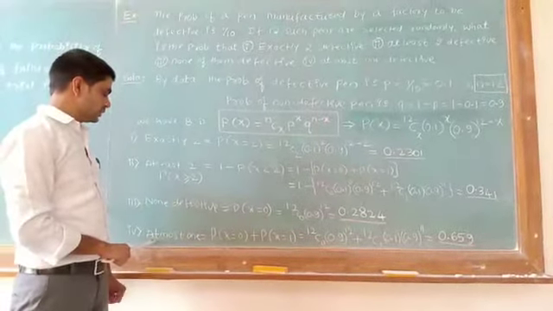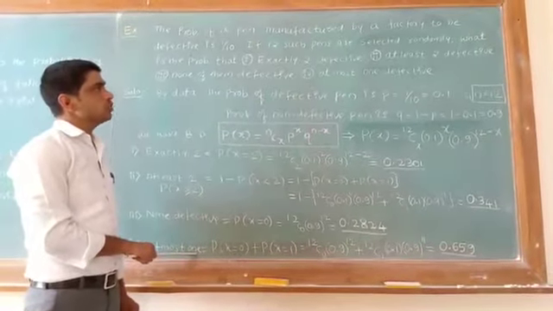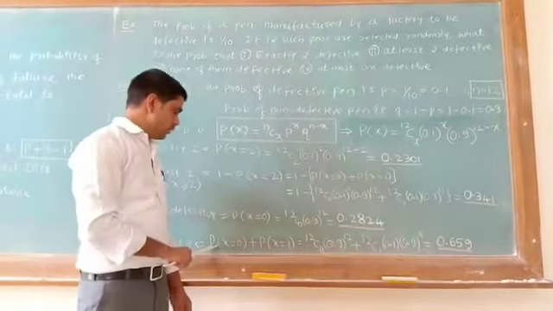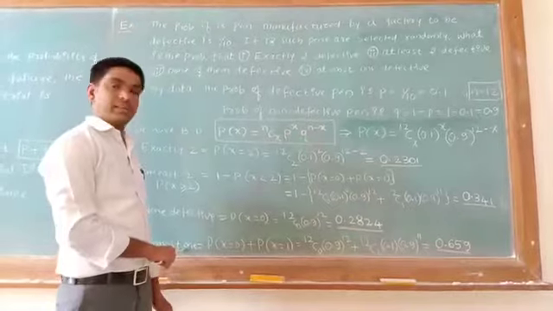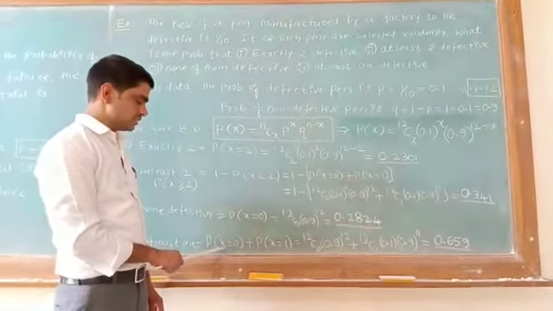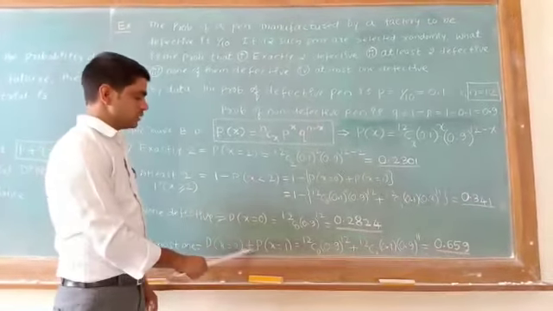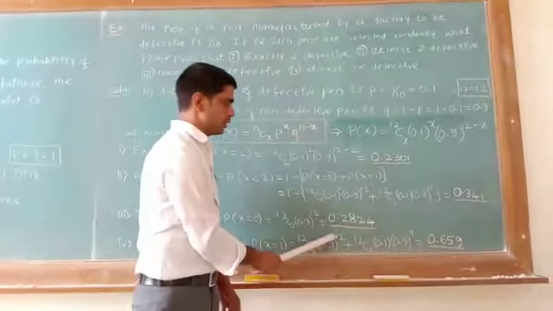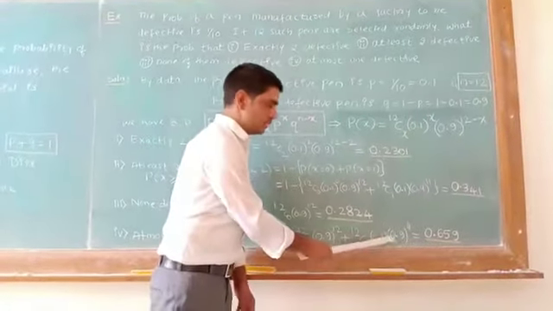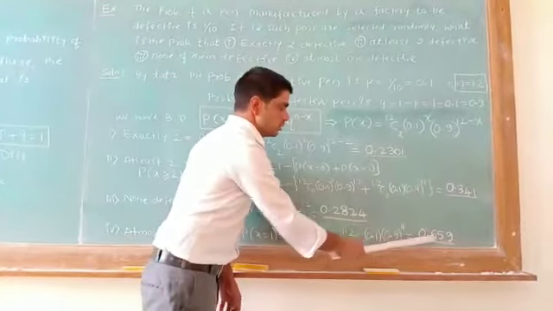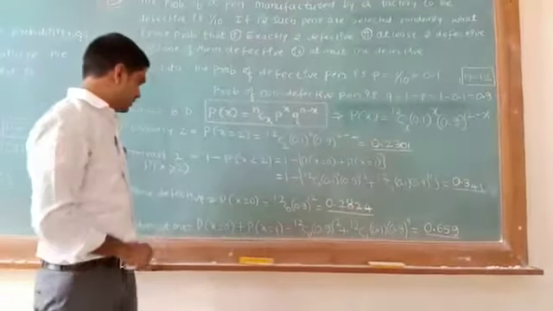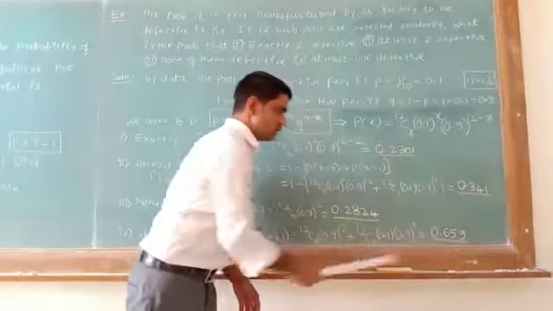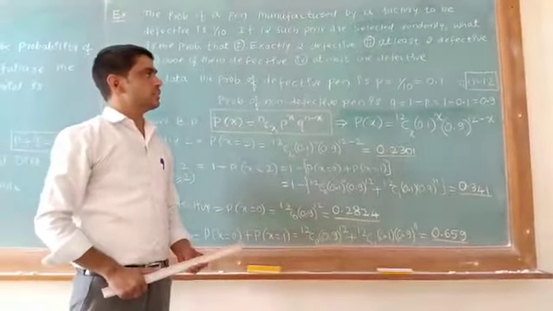Next, the fourth condition, at most one defective. Out of 12 such pens, at most one defective pen is there. So P of X is less than or equal to 1, which means P of X equal to 0 plus P of X equal to 1. Put X equal to 0 and 1 in this equation and simplify. 12C0, 0.9 raised to 12 plus 12C1, 0.1 into 0.9 raised to 11, which is equal to 0.659. So at most one defective has a probability of 0.659.